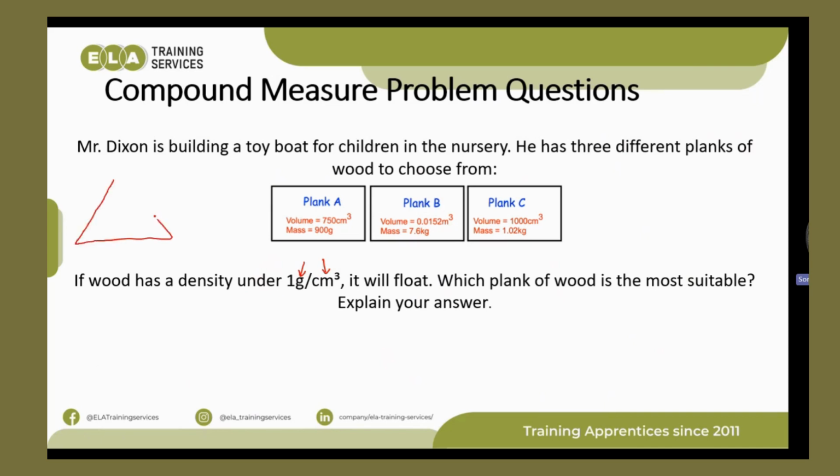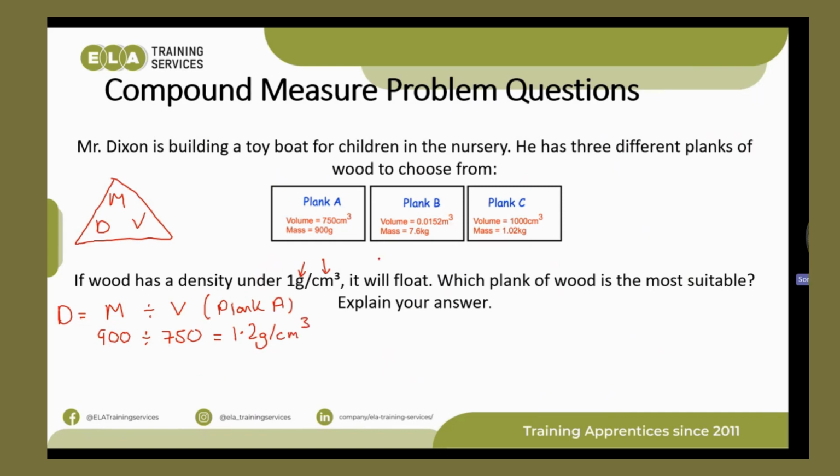But the first thing we're going to do is write out our mass, density, volume triangle. So we are looking for density. We're going to do the density of plank A, plank B, and plank C. We know density is mass divided by volume. So let's do plank A first. Our mass is 900 grams, and we're going to divide that by 750, which gives us 1.2 grams per centimetre cubed. Okay, plank A is a little bit funny.